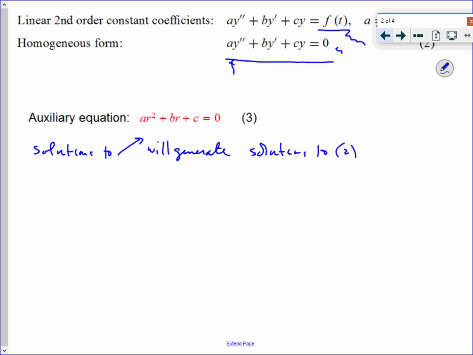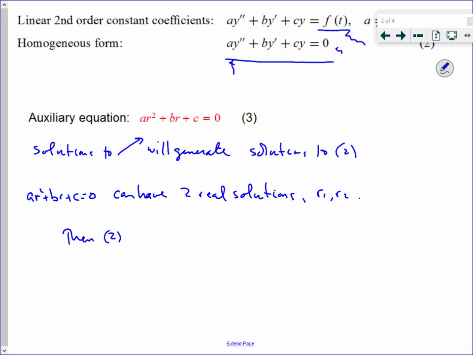Okay. And so what we know is that this guy can have 2 real solutions, r1 and r2. And hopefully you'll be able to factor, but if not, you can always do the quadratic formula or complete the square on it. And so you can have 2 real solutions. I'm kind of changing my order of operations here.